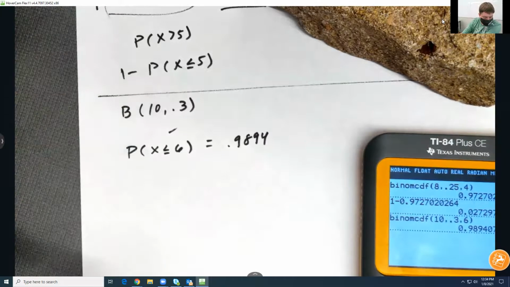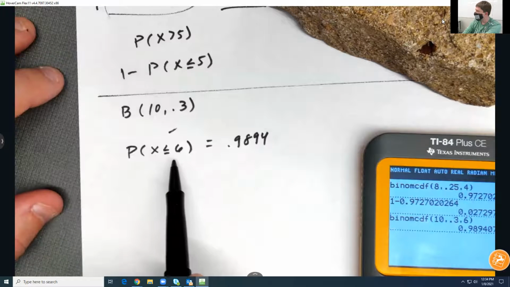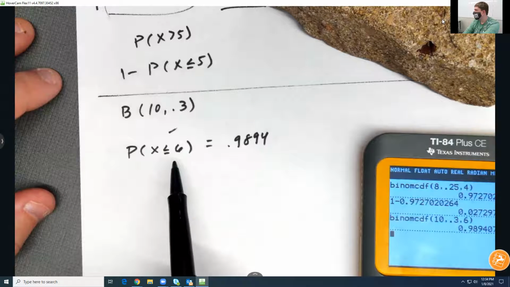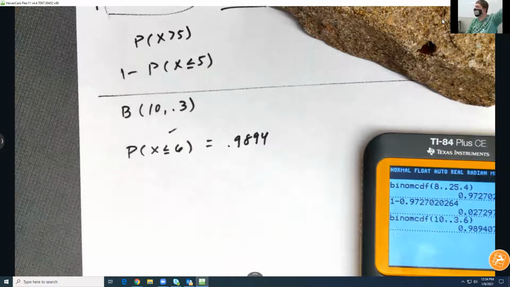When do I not? This one said at most or no more than 6, so that means the maximum number is 6. So we're okay with 6, 5, 4. We're going in the right direction, and that's what the calculator does. It always goes from 0 up to the number you put in for X. It's never going to go from that number or higher.